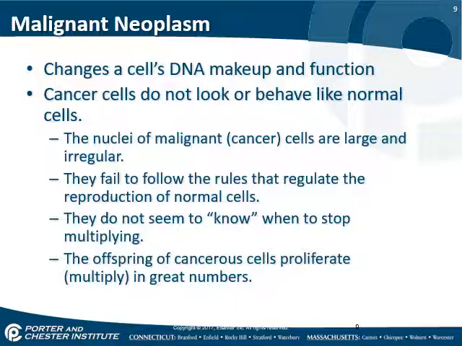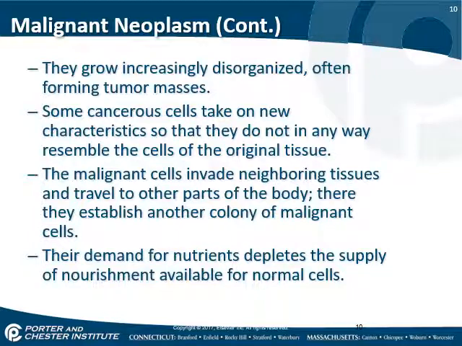If you were to look at the DNA in these cells, the DNA is altered, the replication is disorganized, and they can invade nearby organs and travel throughout the body. They grow increasingly disorganized and often form tumor masses. Some cancer cells actually take on characteristics that are new, and they do not in any way resemble the cells of the original tissue.